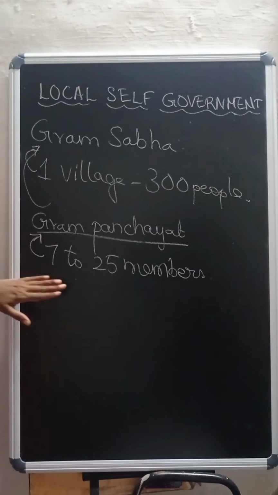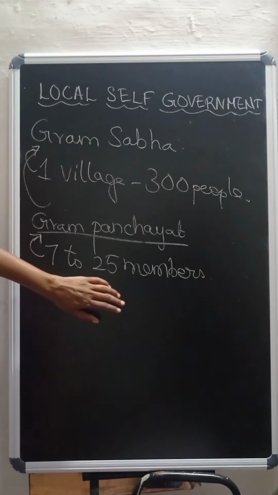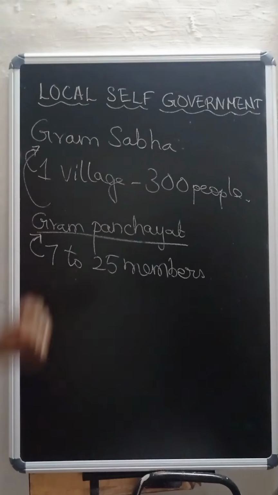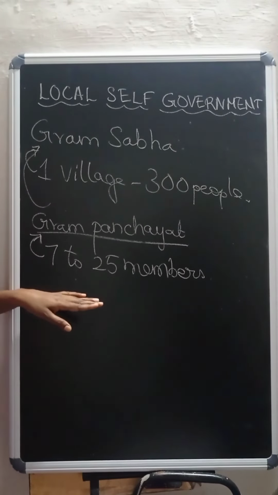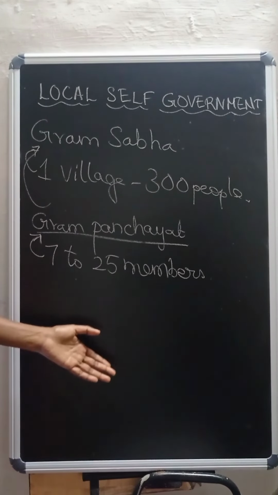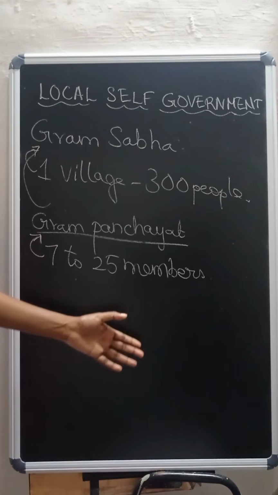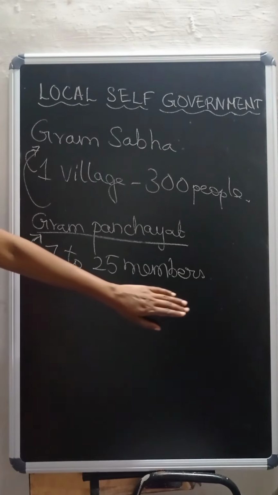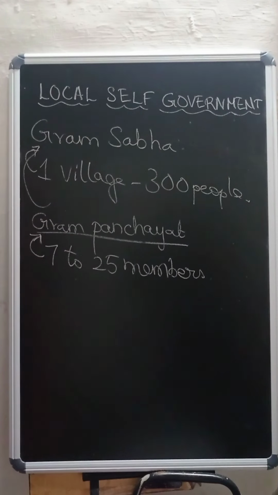Now what is the purpose of these 7 to 25 members? What is their duty? They will collect the issues from the village people and submit them to the block samiti, which is the next level. Among these 7 to 25 members, 1 out of 3 seats is given to women, scheduled tribes and scheduled caste people, so they also become members of the Gram Panchayat.